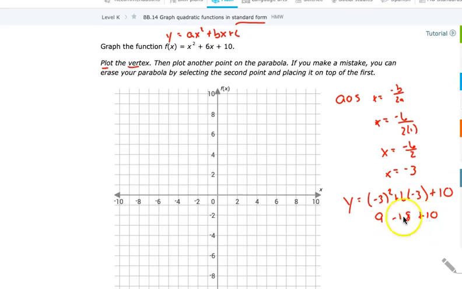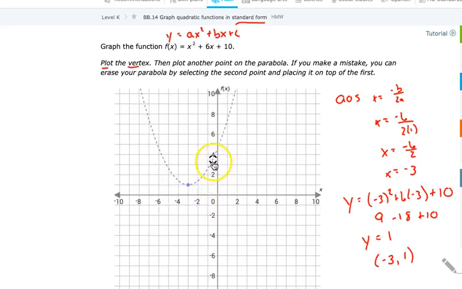Now I like to put the positives together because I have a 9 and a 10. 9 and 10 makes 19. And 19 minus 18 would be 1. So y is going to equal 1. There's my vertex, x, y. Negative 3 was my input, my output was 1. I can go graph that. Negative 3 on the x, positive 1 up. I'm going to click. And now I can start thinking about my parabola.